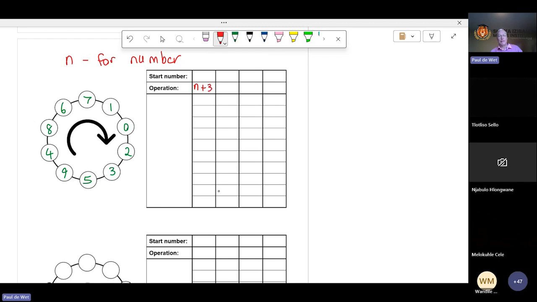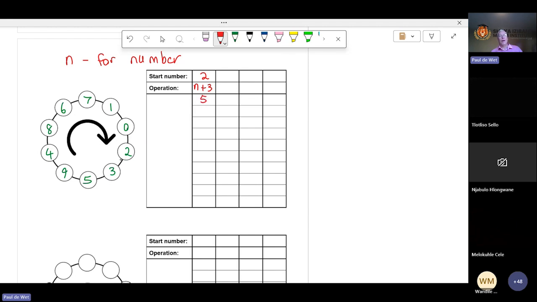So we're going to start with a nice, easy one. Okay. All right. And let's start this time, the first time, with the number 2. Okay. So what we're going to do now, we're going to start with 2. So 2 is N. So we're going to go 2 plus 3. 2 plus 3 is 5.